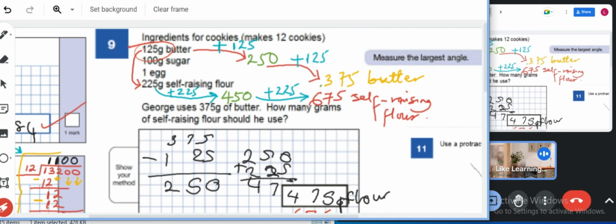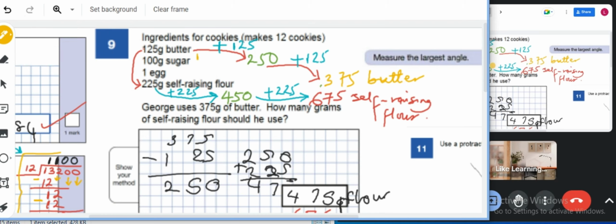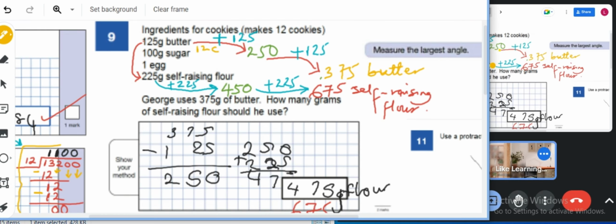The first 125 produced 12 cookies. The second 125, another 12 cookies. The third 125, another 12 cookies. Because it says all of these will make 12 cookies. So the first one makes 12 cookies. We added another 125, which is another 12 cookies. We added another 125, which is another 12 cookies. So altogether, how many cookies? 36 cookies. But what I did, is it understood?